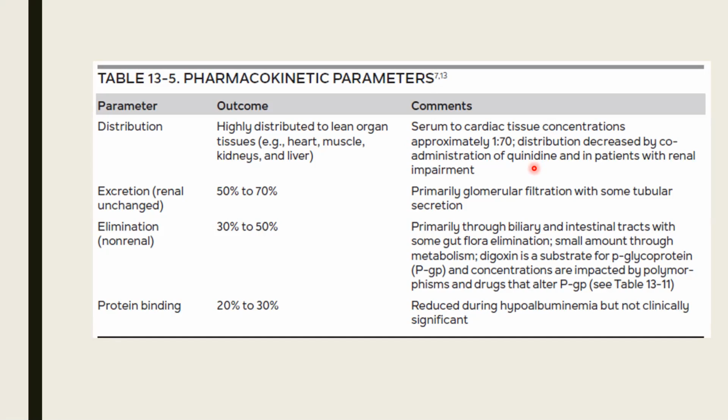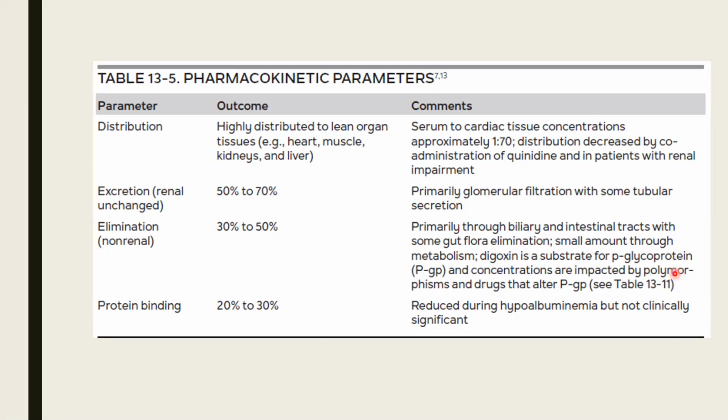Now, quinidine also is used for arrhythmia. So excretion is mainly renal excretion, unchanged. 50 to 70% is renally cleared. That's why, in application, we have to adjust the dose in kidney failure. Primary glomerular filtration with some tubular secretion. And non-renal elimination is also there, some 30 to 50%, primarily through biliary and intestinal tracts with some gut flora elimination. Small amount through metabolism.